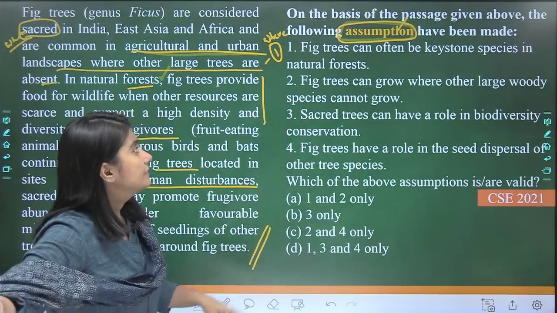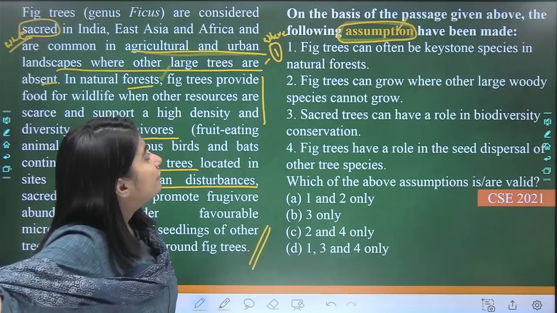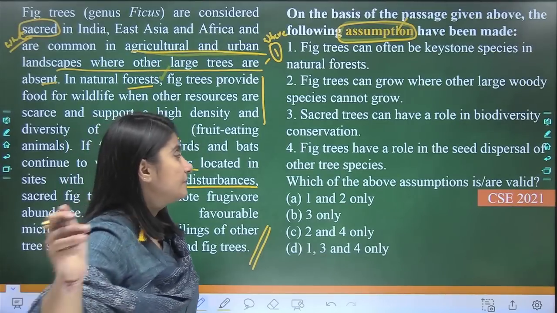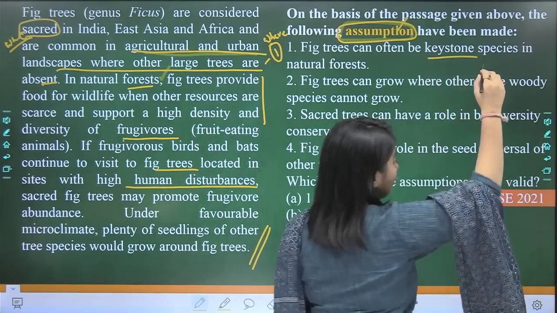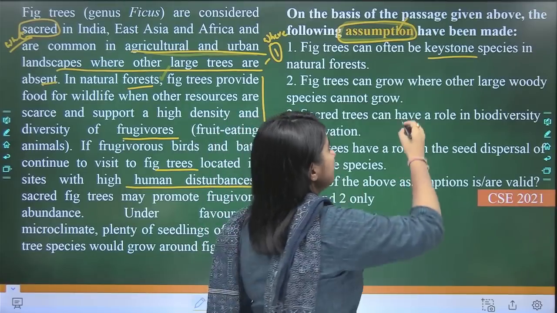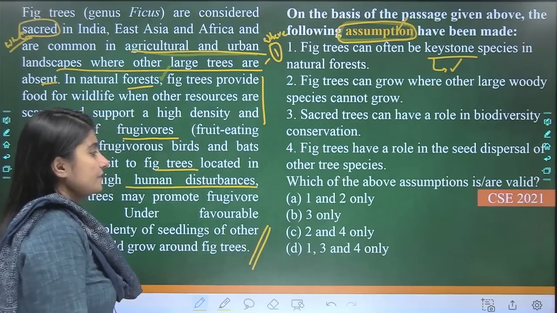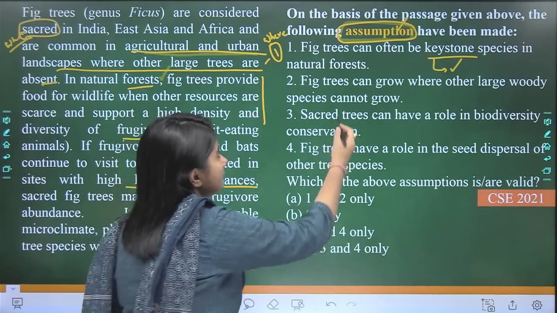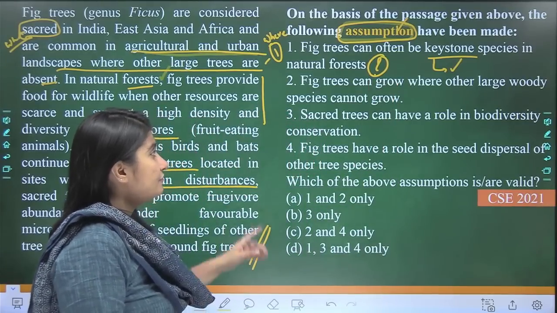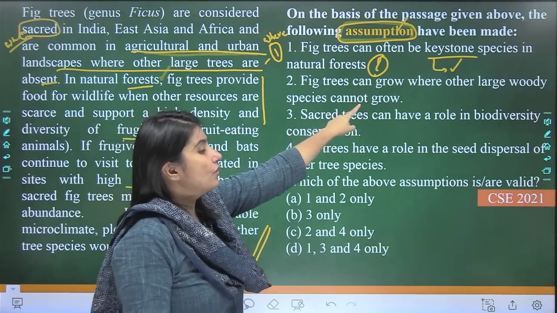Okay. Now here we have to find the assumption. So let us look at this. Fig trees can often be keystone species in natural forests. Now a lot of us would not know what a keystone is, but if you have done your environment studies well, you would know that it is a very important species in an environment. It's known as a keystone species. So I don't know the meaning, so I will just put a question mark here because I would not negate it right away. Fig trees can grow where other large woody species cannot grow.